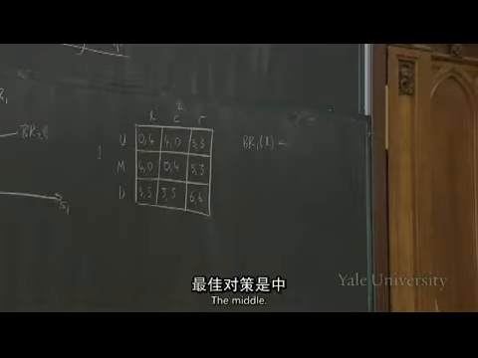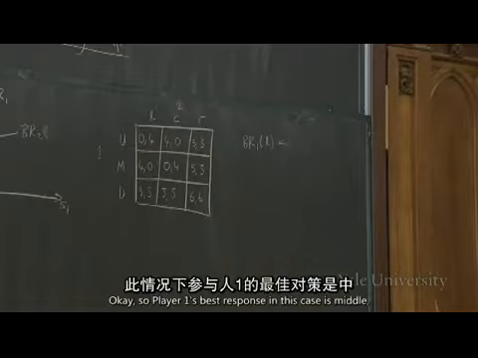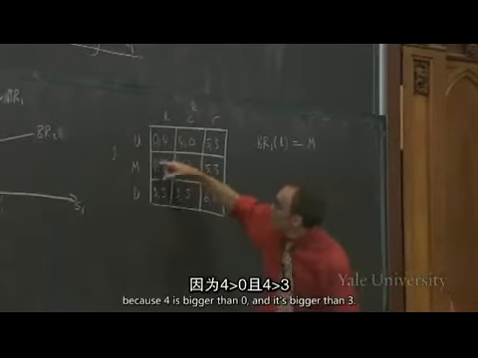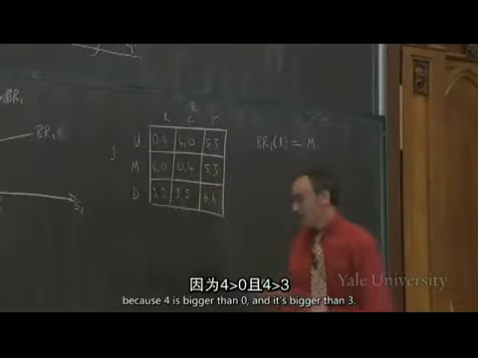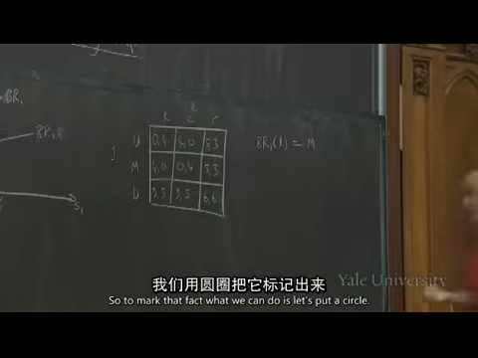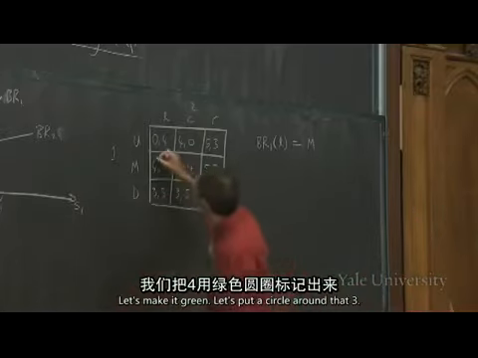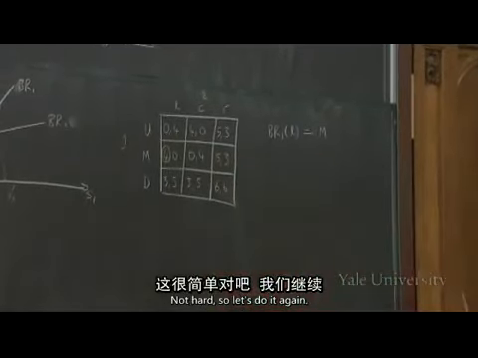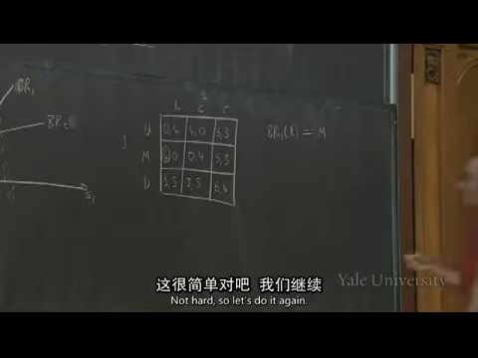Middle, M. OK, so player 1's best response in this case is middle, all right, because 4 is bigger than 0 and is bigger than 3. All right? So to mark that fact, what we can do is let's put a circle, like in green, round that 4. OK? Right, not hard, right? So let's do it again.